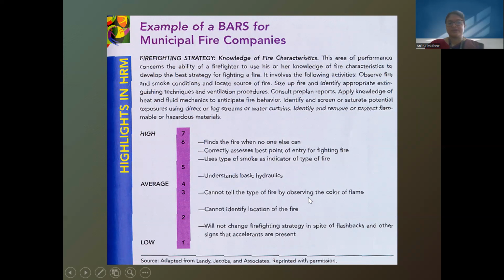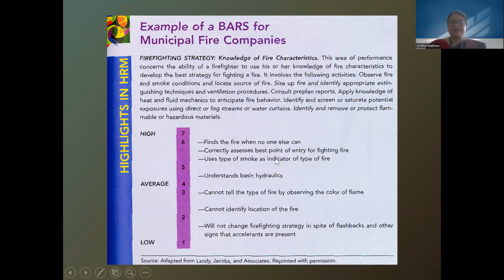Then, cannot tell the type of fire by observing the color of flame. Now, this depends on the experience of the firefighter. A fresher will not be able to identify it easily. With experience, with practice, with exposure, with training given, only then will they be able to identify different types of fires on the basis of their colors, right? So that's an average point. Then understands basic hydraulics, again comes an average. Uses type of smoke as indicator of type of fire. So on the basis of how much the smoke is, the color of the smoke, you can identify what the fire is or what caused the fire, right?